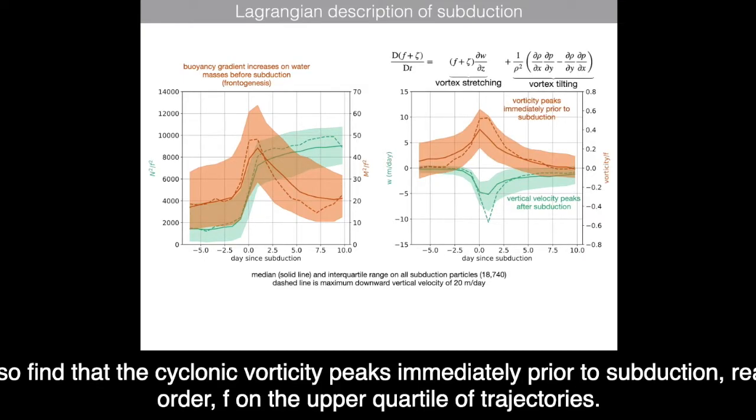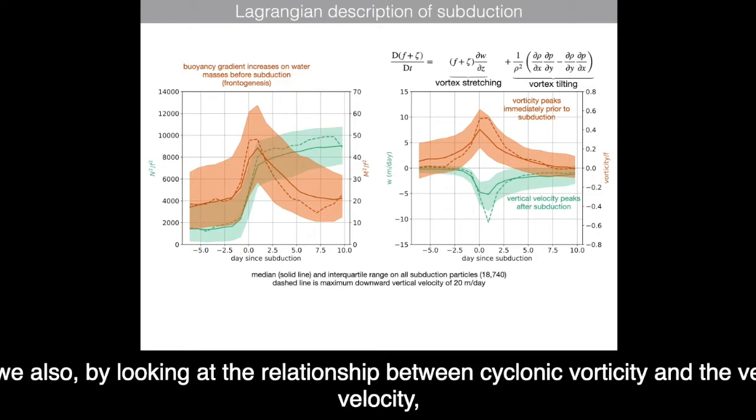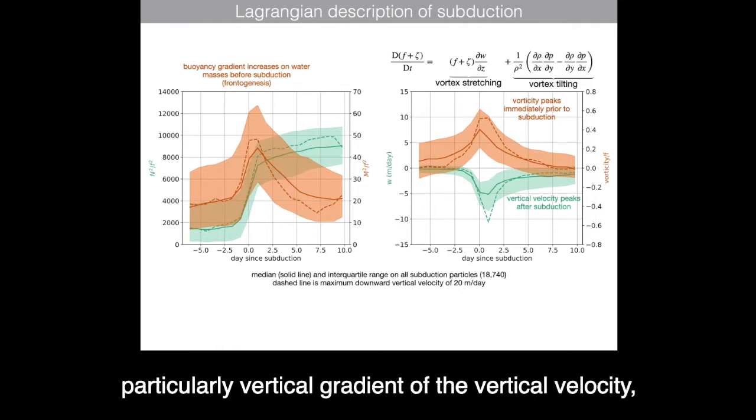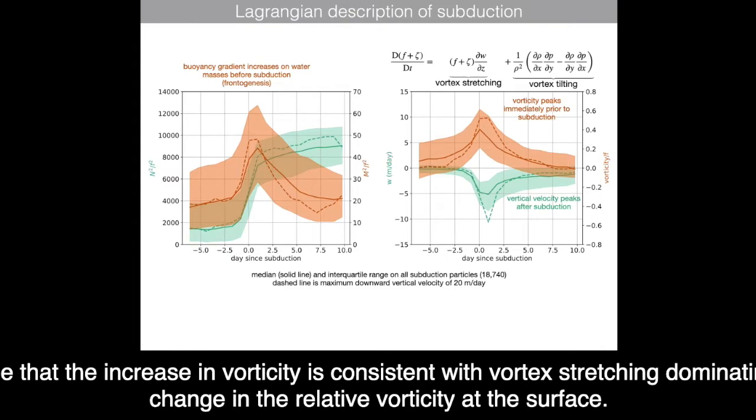We also find that the cyclonic vorticity peaks immediately prior to subduction, reaching order f on the upper quartile of trajectories. And by looking at the relationship between cyclonic vorticity and the vertical velocity, particularly the vertical gradient of the vertical velocity, we see that the increase in vorticity is consistent with vortex stretching dominating the change in the relative vorticity at the surface.